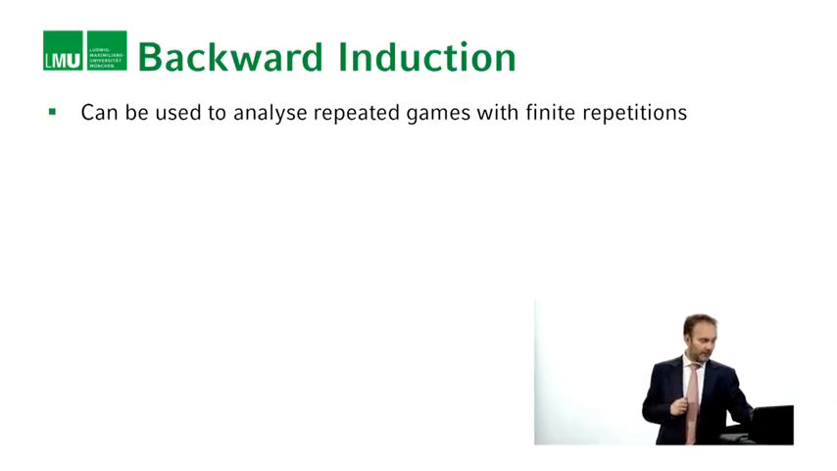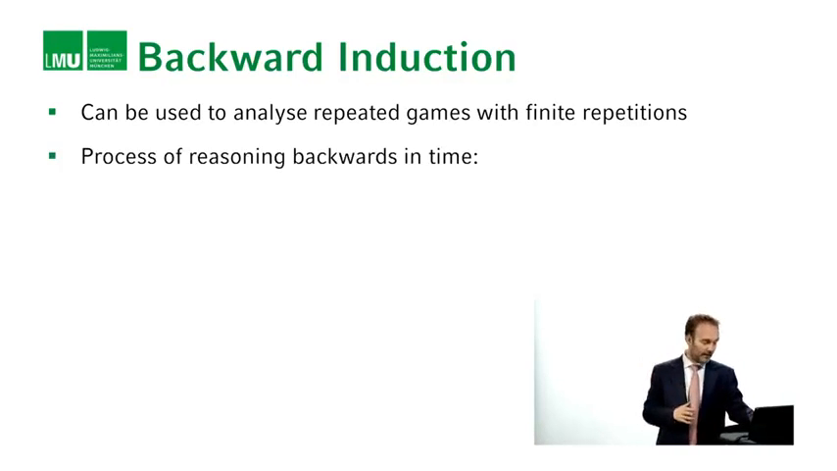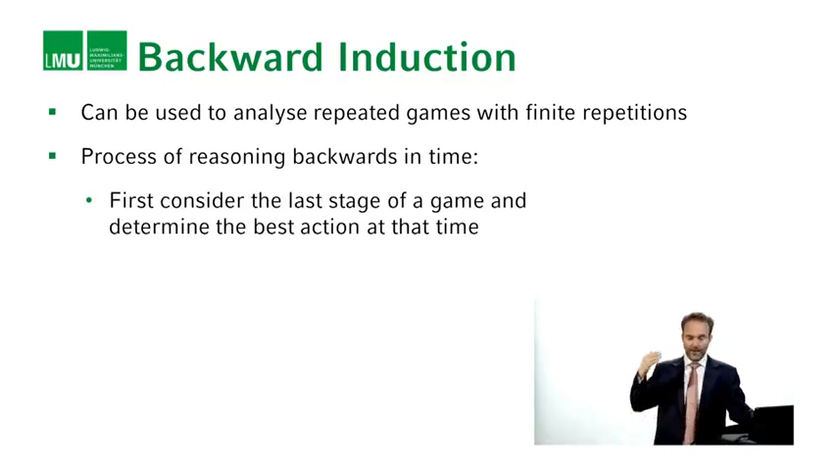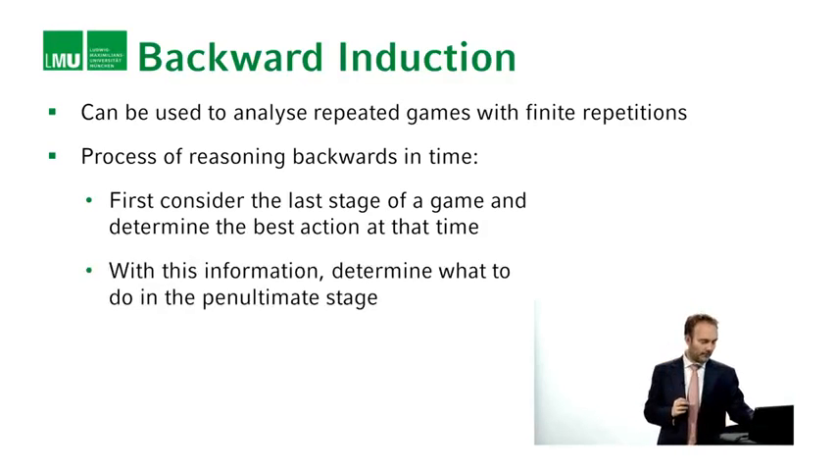So recall what backward induction means. Backward induction can be used to analyze repeated games with finite repetitions. So we have a certain endpoint. And we do it by reasoning backwards in time. We look at the last stage of the game and we determine the best course of action at that time, right? So we're at the very end of the game. What's the best thing we can do?